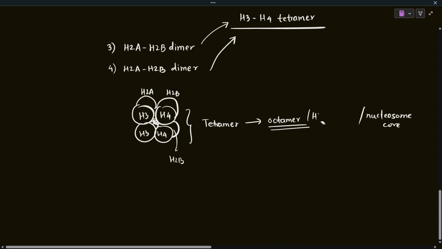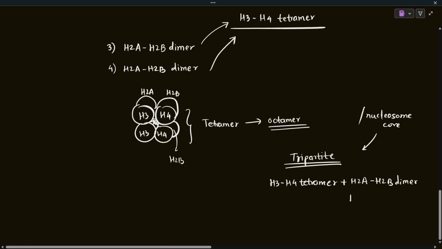So the nucleosome core is a tripartite system. Tripartite means made up of three parts. What three parts? H3, H4 tetramer plus H2A, H2B dimer and plus H2A, H2B dimer. Take a note that only H3, H4 forms a tetramer, not H2A, H2B. So it's a tripartite system. It has three parts, not two parts.